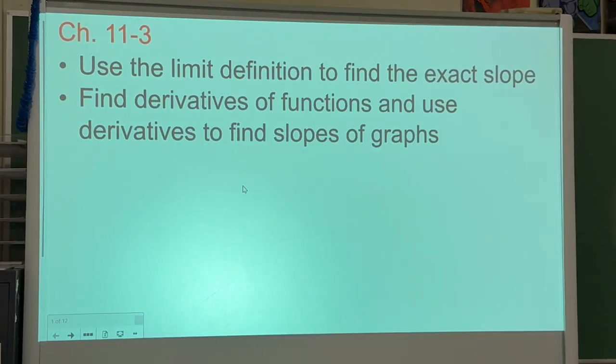Welcome. Let's take a look at chapter 11.3. Continuing to use the limit definition to find the exact slope, but we're also going to take a look today at how to use derivatives to find those slopes.